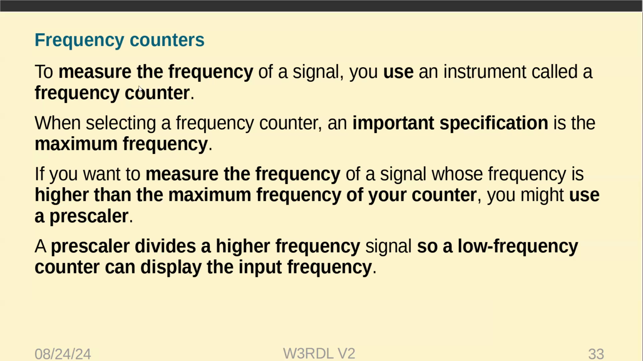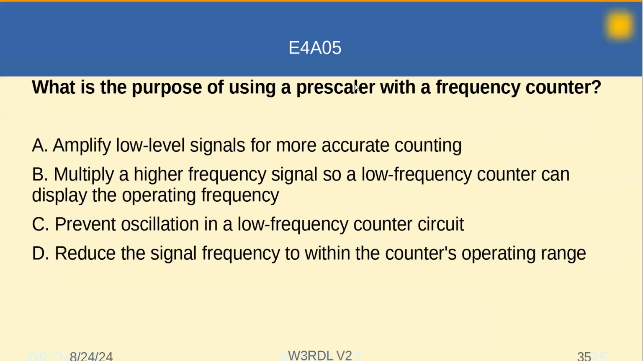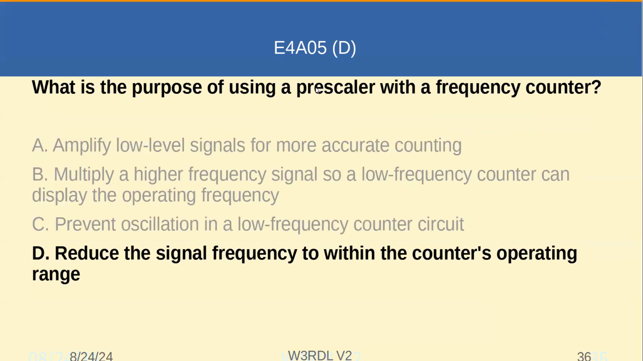I was going to say some of the frequency counters have prescalers built into them, and you go through different ranges, and they can divide down to get it to the basic frequency counter. There's just a typical picture of a cheap one you can buy. I'm sure it's made in China. What is the purpose of using a prescaler with a frequency counter?